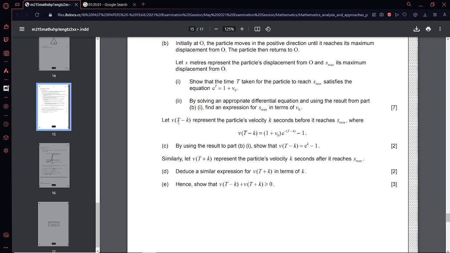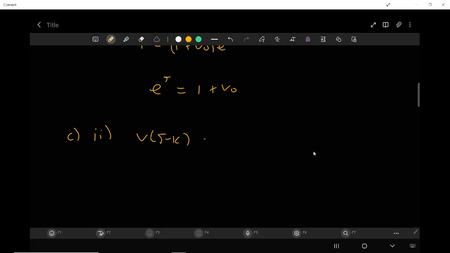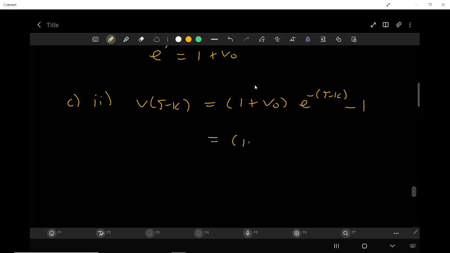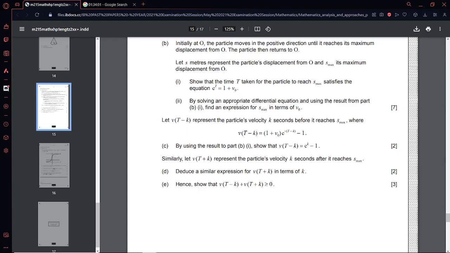Remember, C(ii): now v(T minus k) represents the particle's velocity k seconds before it reaches S max. By using the result from B(i), show this. So we have v(T minus k) equal to 1 plus v0 times e to the minus (T minus k), minus 1. I guess plug in e to the T. So e to the k minus T, minus 1. That's e to the k over e to the T. Now e to the T was 1 plus v0. So that's all this over 1 plus v0. Now the 1 plus v0 cancels, leaving e to the k minus 1. That's v(T minus k). What else do I have to show? Oh, I did it. Okay.